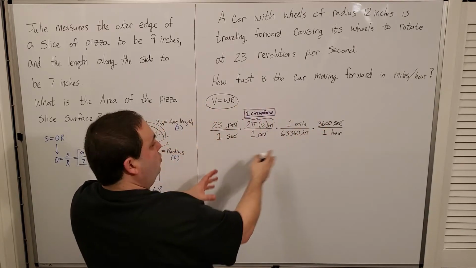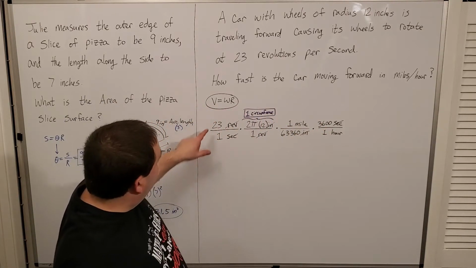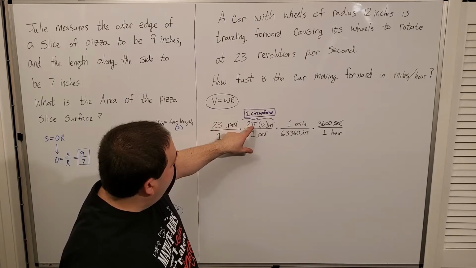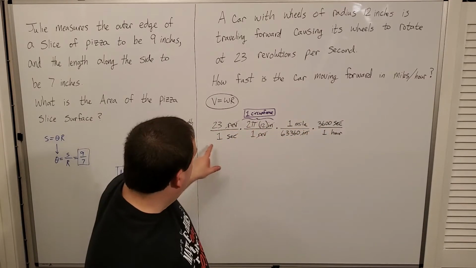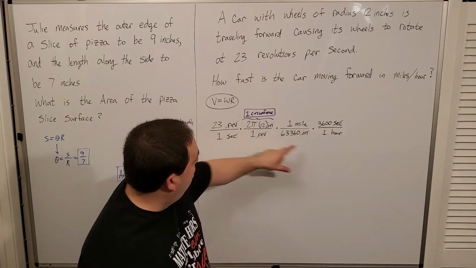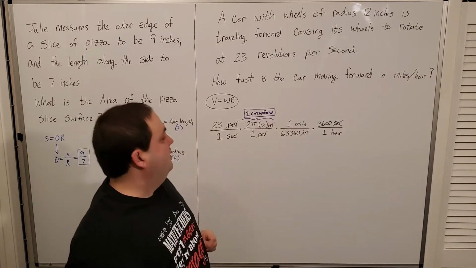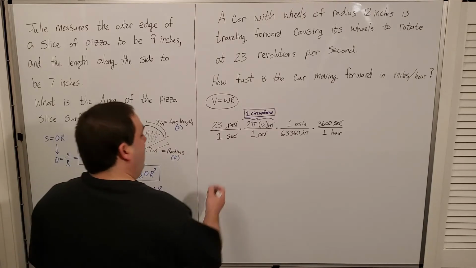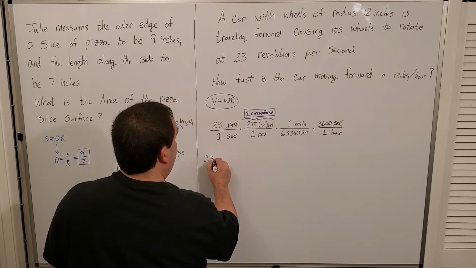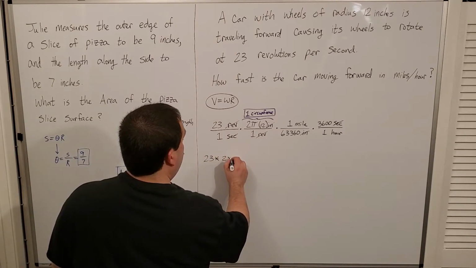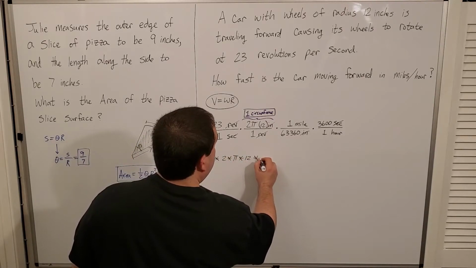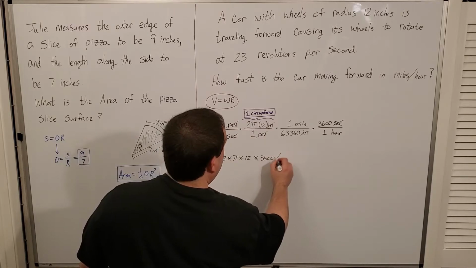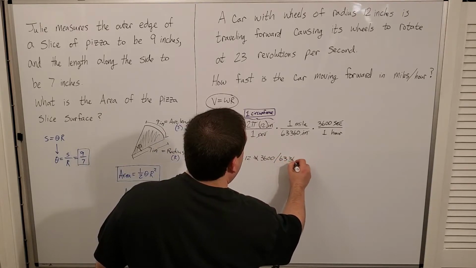And then I just need to do all of these calculations. 23 times 2 pi times 12 times 3,600, and then divided by, those are all ones, divided by 63,360. So in my calculator, this is exactly what I'm going to type. 23 times 2 times pi times 12 times 3,600 divided by 63,360.